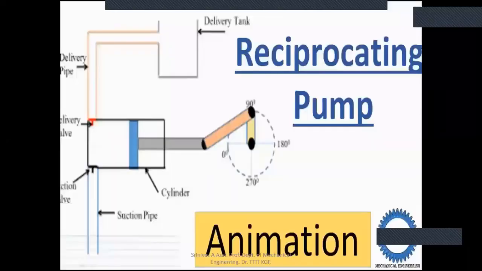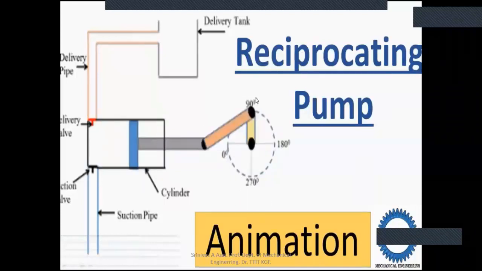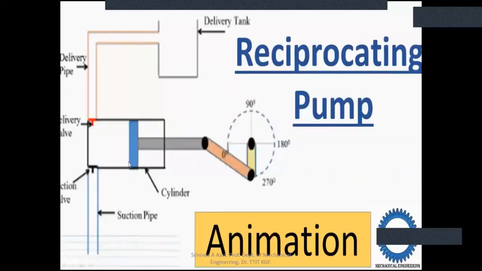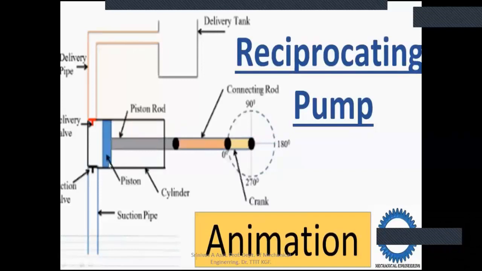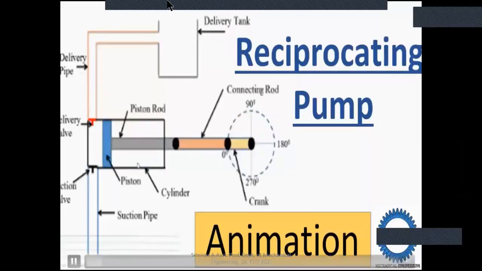And next one is the reciprocating pump. The difference between the centrifugal pump and the reciprocating pump is that in the centrifugal pump, because of high rotation, centrifugal force takes place, and because of centrifugal force the water is displaced. But in the reciprocating pump, because of the to and fro motion, the water is trapped, the pressure increases, and then the water is delivered. So this is completely different between centrifugal and reciprocating.